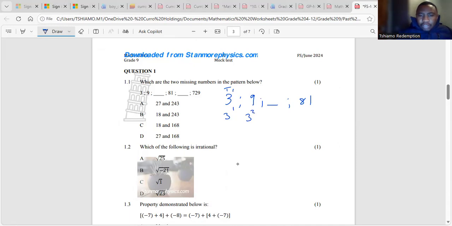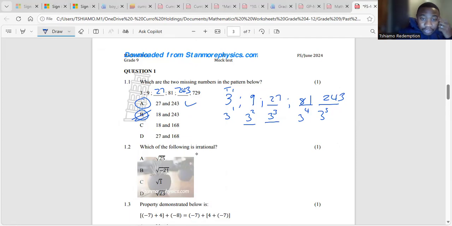So this 9 is formed by 3 squared. You see. So meaning here it will be 3 cubed, which is 27. 3 to the 4 is 81. And 3 to the 5, which is how much? 243. So the answer will be B. So here, no, not B. The answer is A. So 27 and 243. So that's the answer.